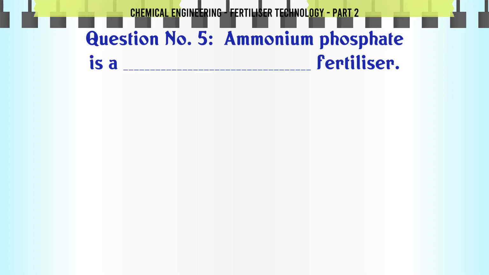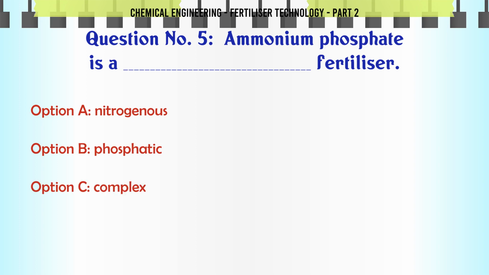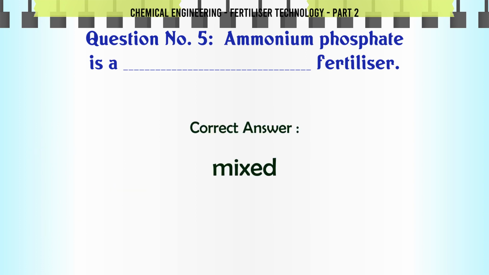Ammonium phosphate is a fertilizer. A. nitrogenous, B. phosphatic, C. complex, D. mixed. The correct answer is mixed.